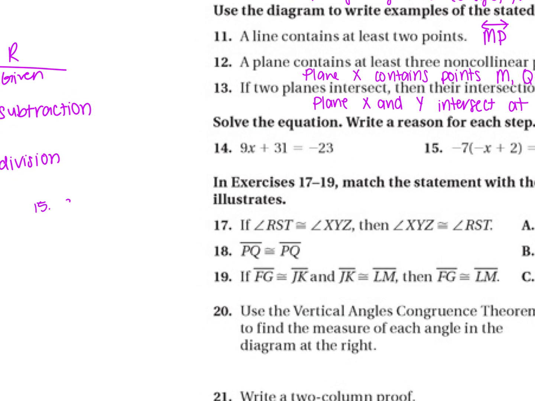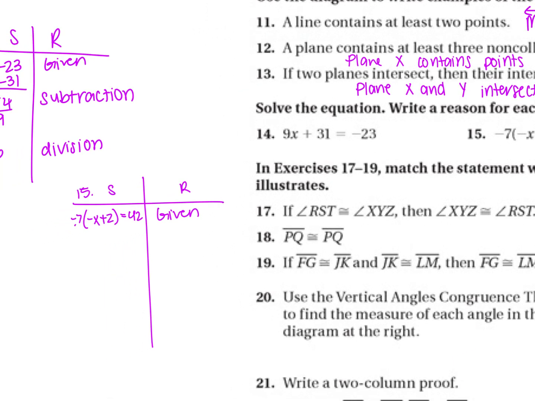15. Statements, reasons. Negative 7 times negative x plus 2 equals 42. That's given. Okay, first thing I'm going to go ahead and do is distribute. So now I have 7x minus 14 equals 42.